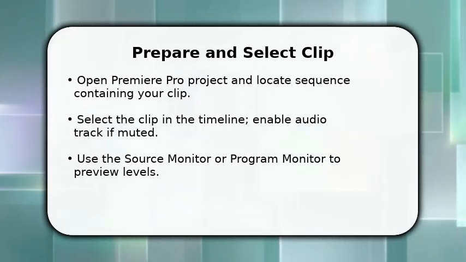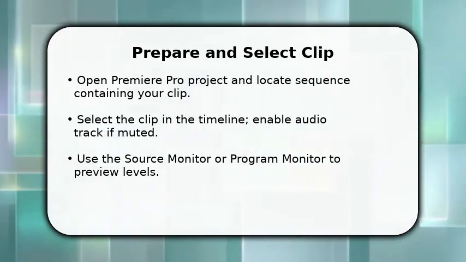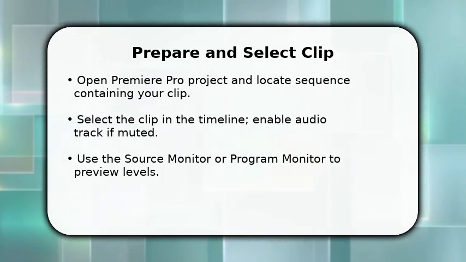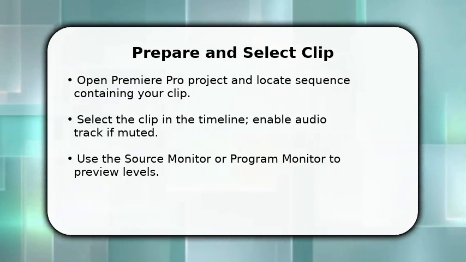You start by selecting the clip in the timeline so you can change its audio properties immediately. Once selected, make sure the audio track is not muted and the track is visible. This prevents accidental edits to a hidden channel.